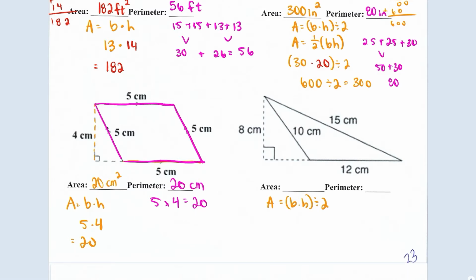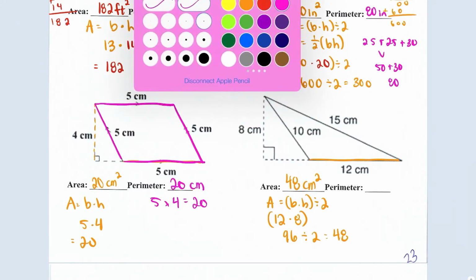So remember that the base is always the side that the height is touching, right? So in this case, our height is touching that 12 centimeters. So our base is going to be 12, and our height is going to be 8. Well, 12 times 8, if you remember your times tables, is 96. And then 96 divided by 2 gives you, I believe, 48. So the area of this triangle is 48 square centimeters.